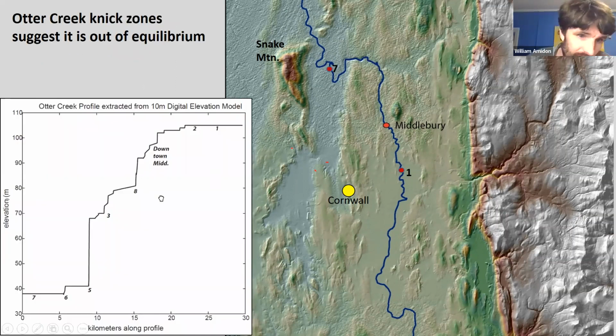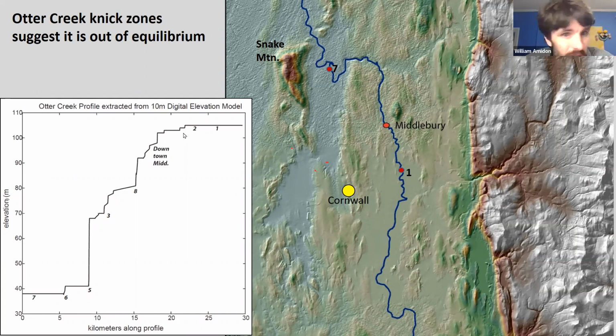Here's the profile. So this is the longitudinal profile of Otter Creek. Point number 1 is located up in the Cornwall Swamp. Point number 7 is located down by Quaker Smith Road and Weybridge. And basically between Cornwall Swamp and Quaker Smith Road, Otter Creek drops about 60 to 70 meters. It's a lot over all these waterfalls.